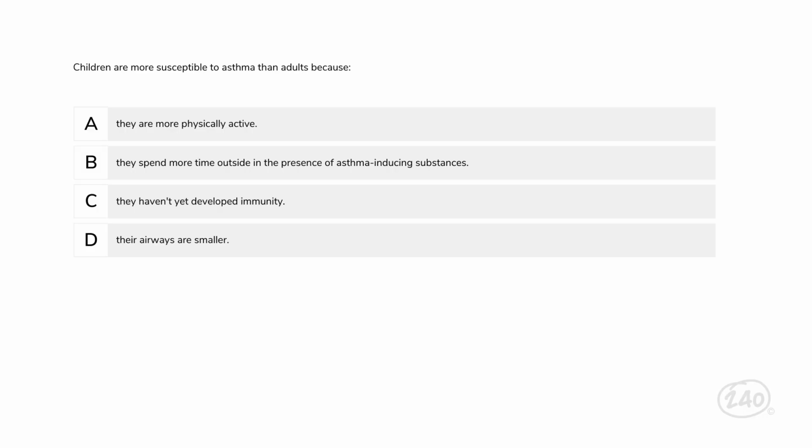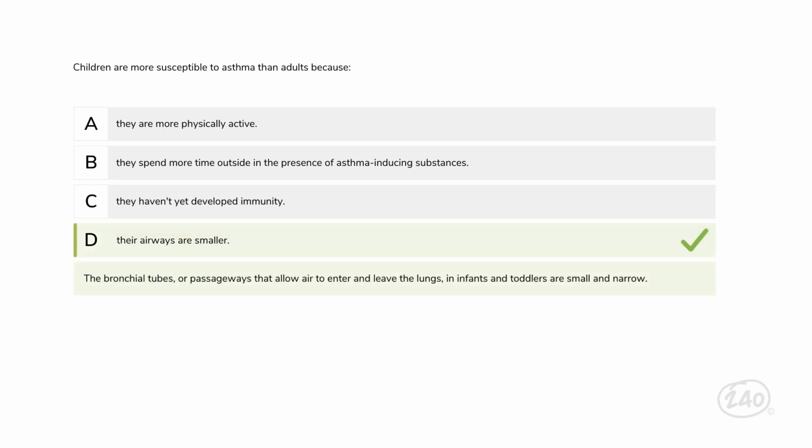Now let's answer a question about health. Children are more susceptible to asthma than adults because, well, although physical activity might bring on an asthma attack, increased physical activity does not result in development of asthma, so this is not our answer. Increased time outside also does not result in development of asthma, so we can eliminate this one. People do not develop immunity to asthma, so this is not the one we want either. Infants' and toddlers' bronchial tubes, or passageways that allow air to enter and leave the lungs, are small and narrow, making this our correct answer.